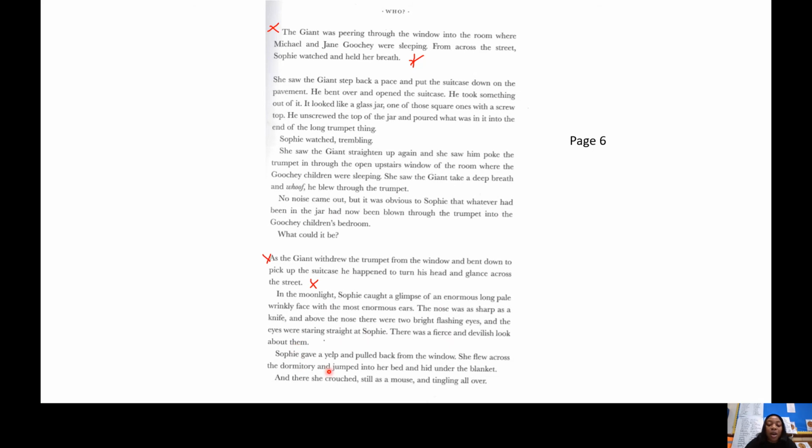Now, I'm going to read this next bit by myself.